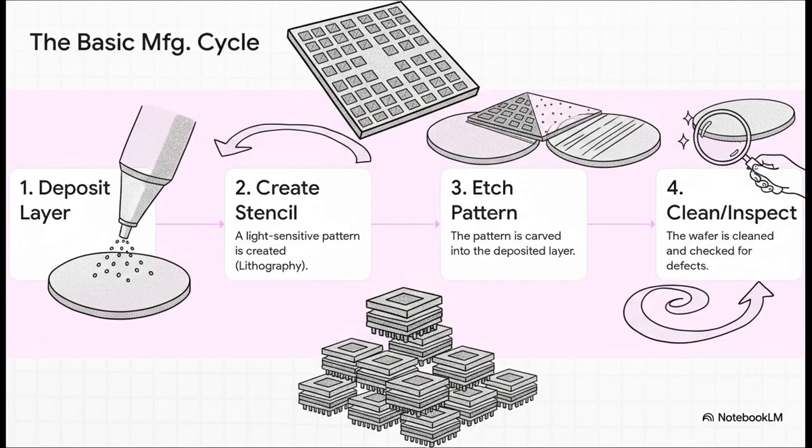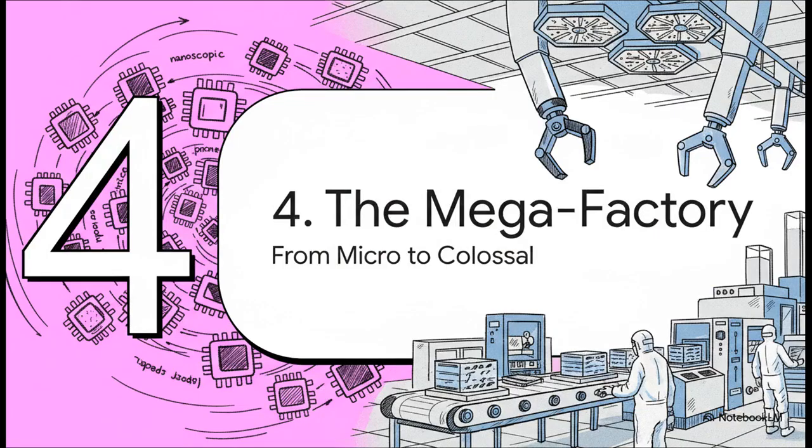And finally, you clean and inspect it before starting the whole cycle all over again for the next layer. Okay, so we've been deep in the nanoscopic process. Now let's zoom out. Let's pull way, way back and look at the place where it all happens. We're going inside the mega factory, or fab as they call it, a place of just incredible scale and cleanliness.